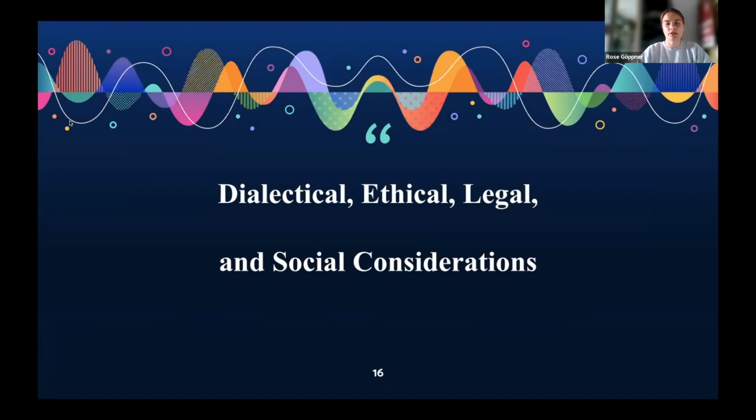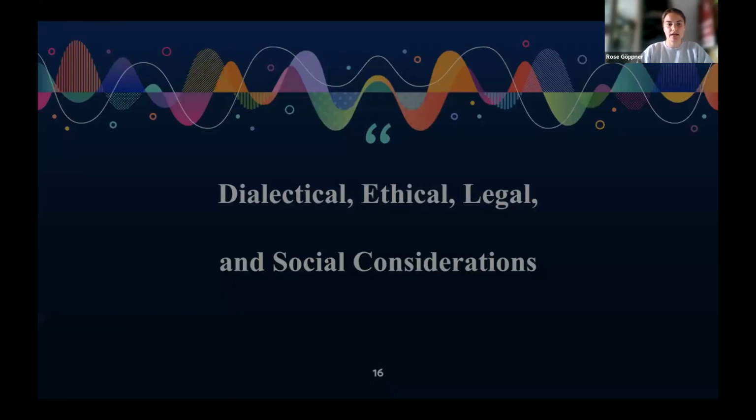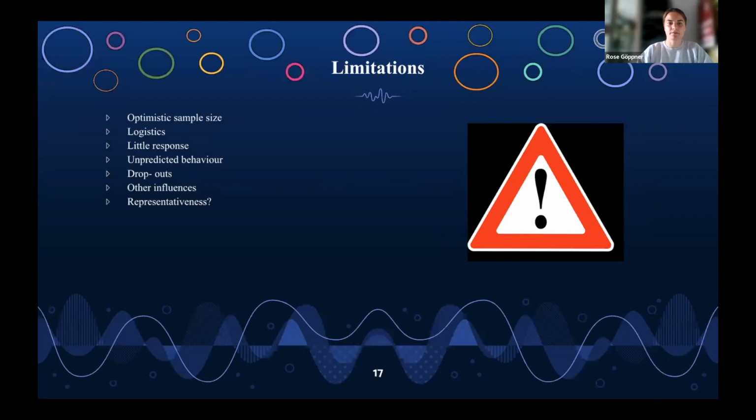So in the following, we will discuss possible limitations as well as ethical, legal, and social considerations. Let's start with the limitations. So the sample size of the study is very optimistically calculated. On the one hand, the aim is to enable the largest possible sample. On the other hand, such a large number of participants also requires a certain amount of planning and infrastructure, which may encounter limitations at various levels.